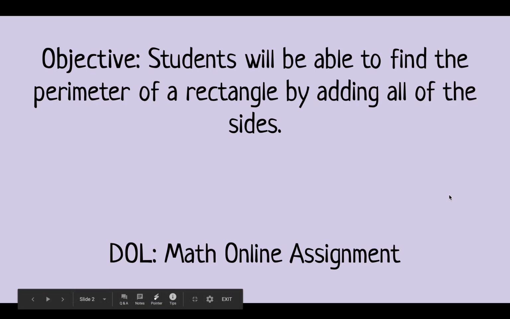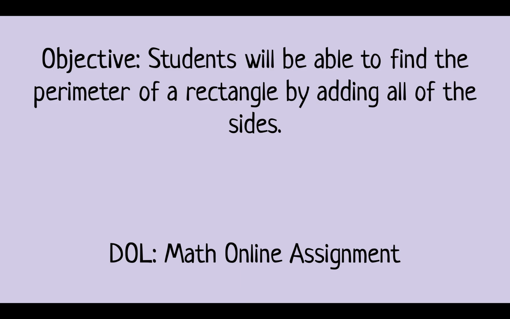Today's objective: students will be able to find the perimeter of a rectangle by adding all of the sides. That's all it is. The distance around a shape is the perimeter. And our DOL is a math online assignment, like always.